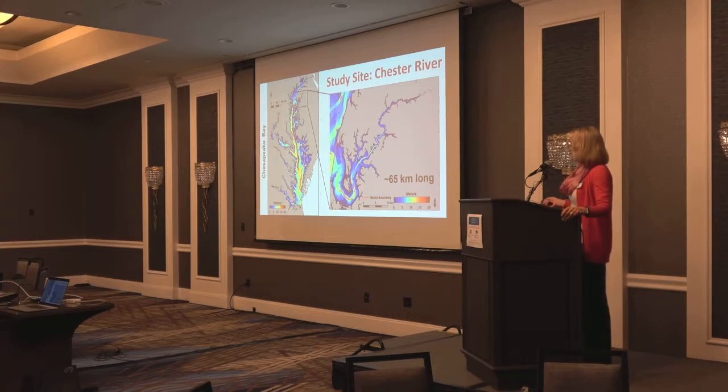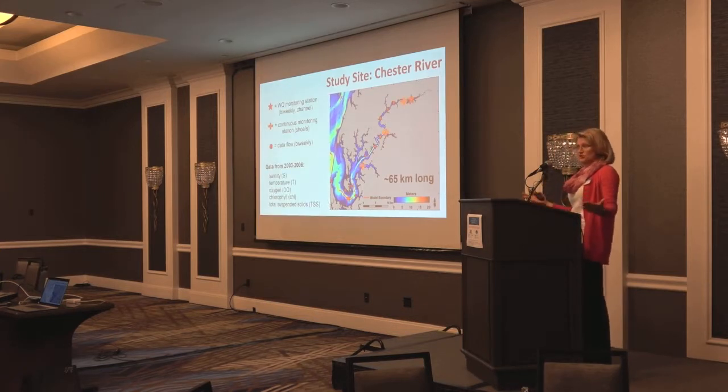This is the boundary of the Chester River. The depth is about 10 meters, and there's a narrow channel throughout that extends about 45 kilometers down the bay. It's about 18 meters deep in its deepest portion over here, and gets shallower to about 8 meters deep upstream. So why did we choose the Chester River?